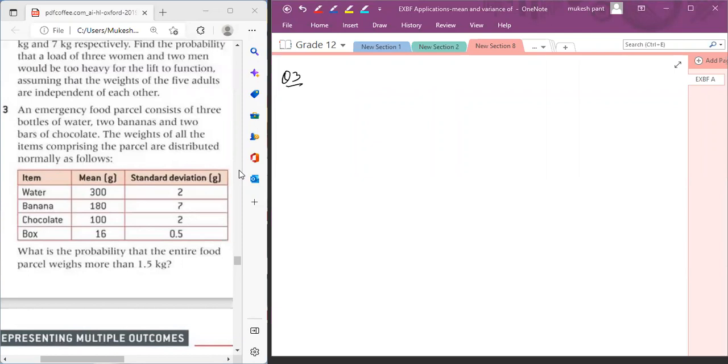An emergency food parcel consists of 3 bottles of water, 2 bananas, and 2 bars of chocolate. The weights of all the items comprising the parcel are distributed normally. So it's clear it's a normal distribution. We have the mean and standard deviation for water, banana, and chocolate. What is the probability that the entire food parcel weighs more than 1.5 kg? 1.5 kg means 1500 grams, because the other units are given in grams. So you have to find the probability where X is greater than 1500 grams.